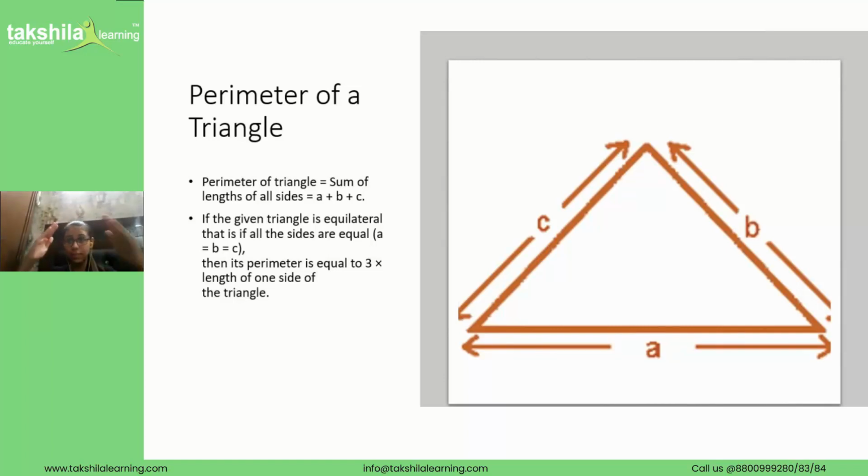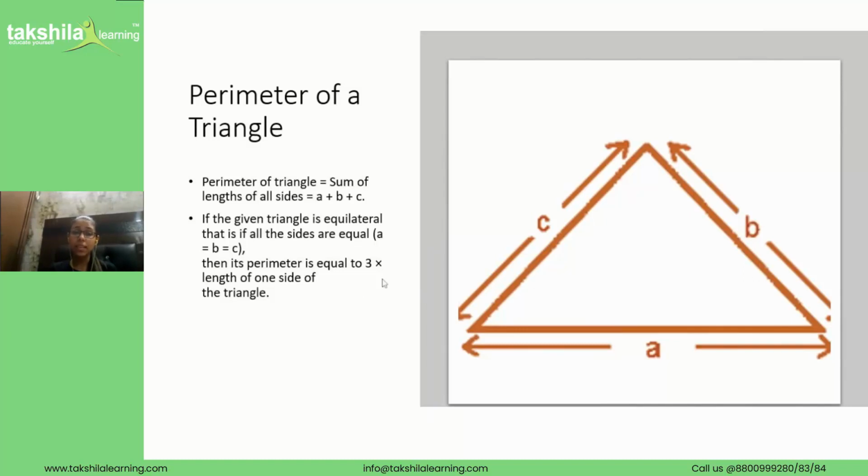And it is also possible that all the three sides are equal, and this happens in the case of an equilateral triangle. So we know what an equilateral triangle is, right? An equilateral triangle is one in which all the three sides are equal. So when all the three sides are equal, we just need to multiply that side number by 3 and we'll get the perimeter of the triangle.